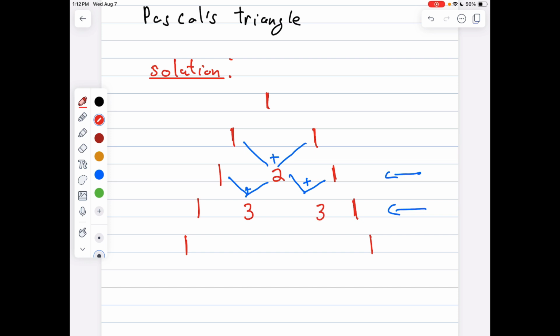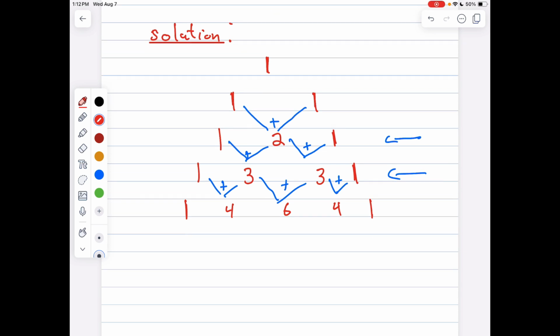Let me go with one more row so we can practice this. 1 and 3. That 1 and that 3 we're going to add. It's going to be 4. 3 and 3 added is 6. And then finally, 3 plus 1 is 4. If you did this one more time, I'm just going to write the numbers out. You can check. This would be 1, 5, 10, 10, 5, 1. And this goes on and on and on. You can go as many times as you want here.